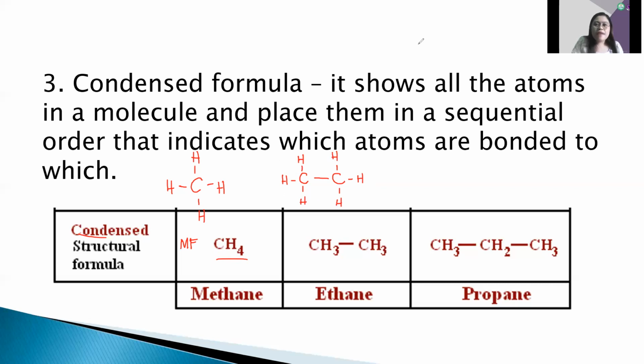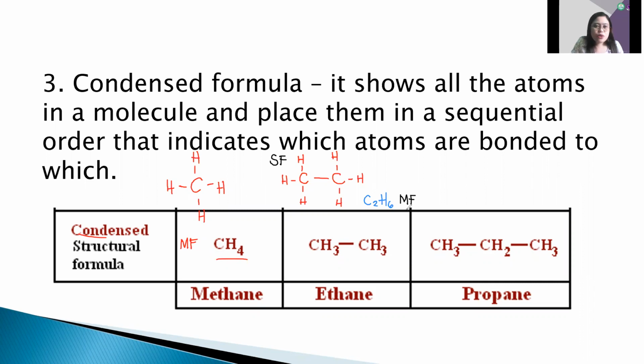But if you are asked to write the molecular formula, of course you just have to summarize this. It has two carbons, and how many hydrogens? 1, 2, 3, 4, 5, 6. So C2H6. This will be the molecular formula. So let us label them. This is the structural formula and this is the molecular formula.